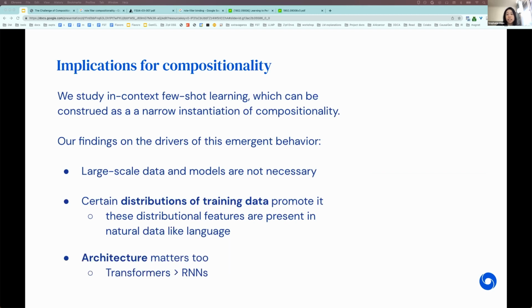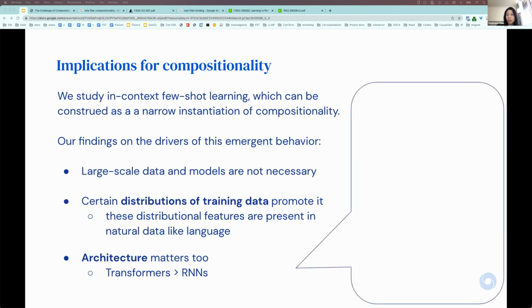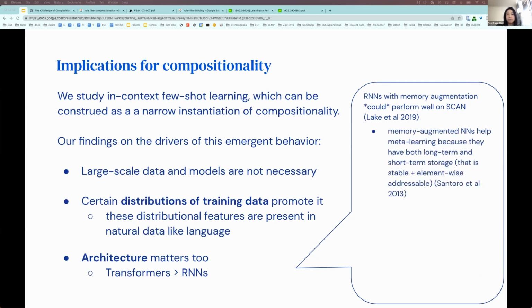At the same time, architecture does still matter. So as I said, the data distributions could only elicit in-context learning in transformers and not in RNNs. And I want to draw a connection to Brenden Lake's work. He'll speak next, or later, so I'll only briefly mention it. But he originally showed that RNNs could not perform well on the compositional dataset SCAN, while memory augmented RNNs could. And Adam Santoro pointed out in 2013 that memory augmented neural networks are helpful for meta learning because they have both long-term and short-term storage. And the short-term storage is stable and element-wise addressable.